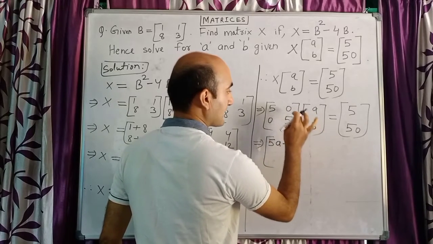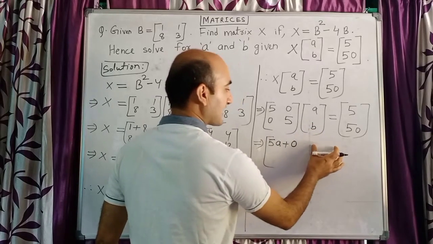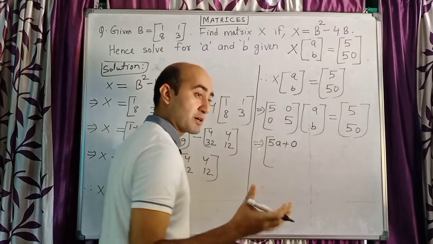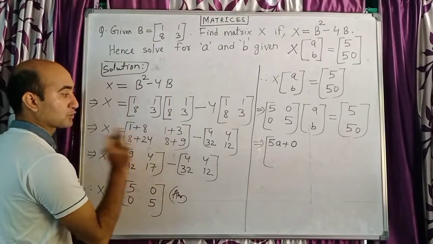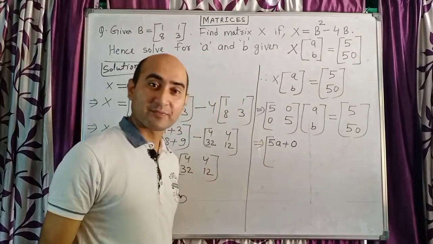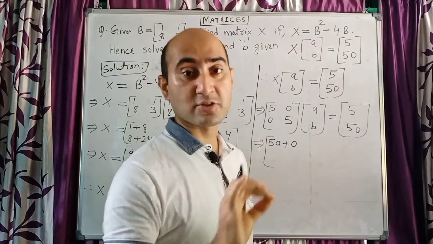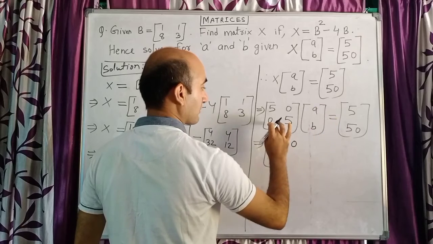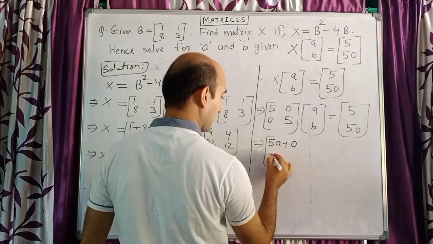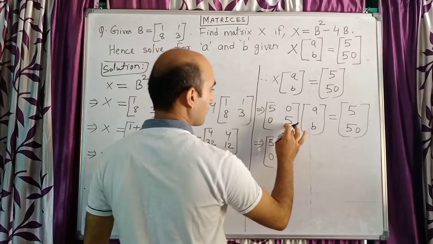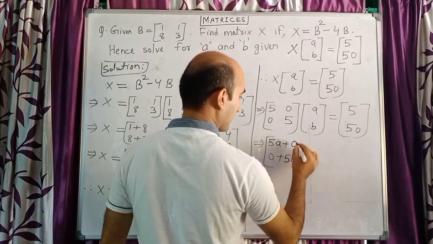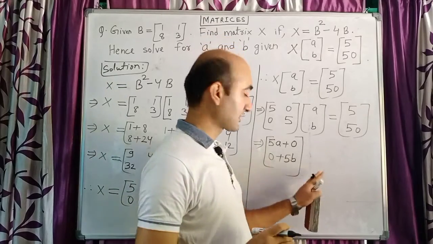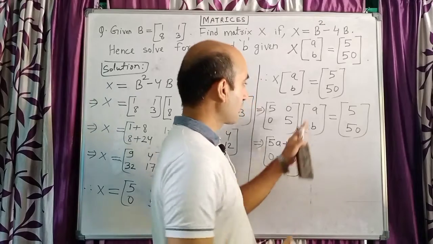Plus second with second, 0 into B is 0. So nothing to write here because there is no second column. Had there been a second column, one more group would come here. But here only one group, the second group is missing because it is only 2 into 1 size, 2 rows, 1 column. Now, second row with first column, first with first, 0 into A, 0, plus 5 into B, 5B. It's over, because there is nothing to write in the second and fourth element, because it's only 2 into 1 size.